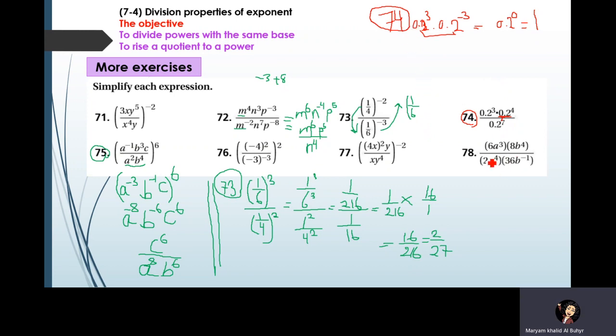Now let me do 28 with you also. I need enough space for 28, so I will do it here. For question 28, I'm going to solve it here. All right, step by step. Is there any power raised to another power? No. So let's just calculate with these numbers. 6 divided by 2 will be 3. So I will have a 3. A to the power 3 and A to the power 4. 3 minus 4 will be a to the power minus 1.